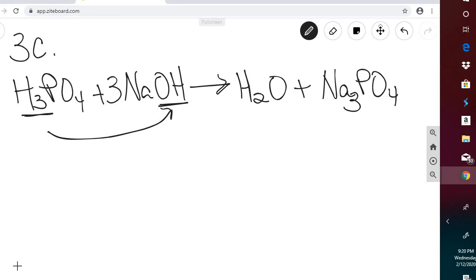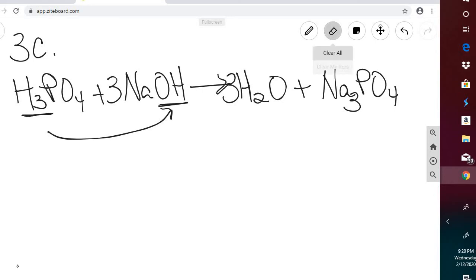Now we have 6 hydrogens. So if we put a 3 here, that balances the hydrogens. PO4s are okay. If we look at the oxygens, we have 3 oxygens and we have 3 oxygens. Okay, so that is that reaction.